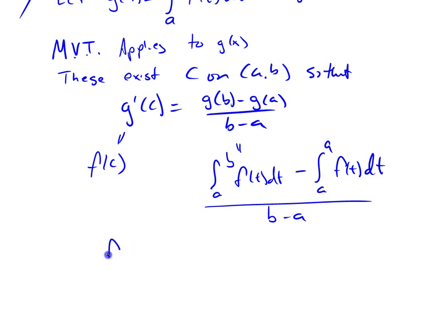So what I have here is that f of c is equal to the integral from a to b of f of t dt times 1 over b minus a. And so sure enough, I've got a point where the function value is equal to the average value of the function. This is the mean value theorem for definite integrals. It's essentially the mean value theorem applied to an antiderivative. There you go.